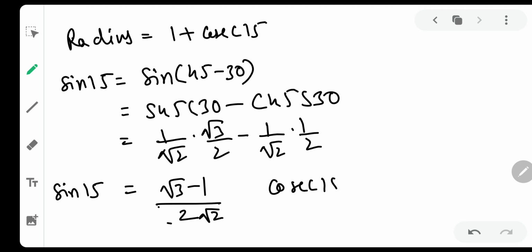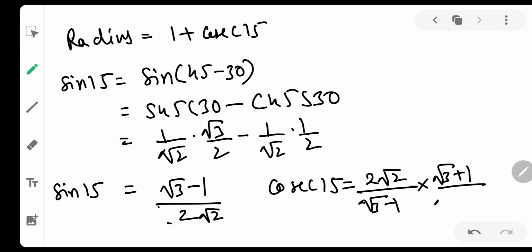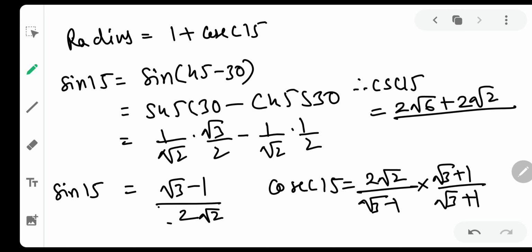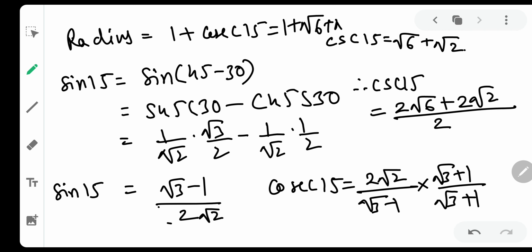So what will be cosec 15? It will be 2 root 2 upon root 3 minus 1. So let us rationalize this. So root 3 plus 1 upon root 3 plus 1. Therefore cosec 15 is equal to 2 root 2 into root 3 is 2 root 6 plus 2 root 2. And in the denominator it is rationalization. So root 3 square is 3, 1 square is 1, 3 minus 1, 2. So therefore cosec 15 is nothing but, as you can see, root 6 plus root 2. So our radius will be 1 plus root 6 plus root 2.